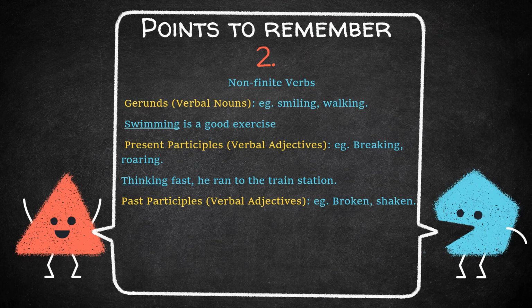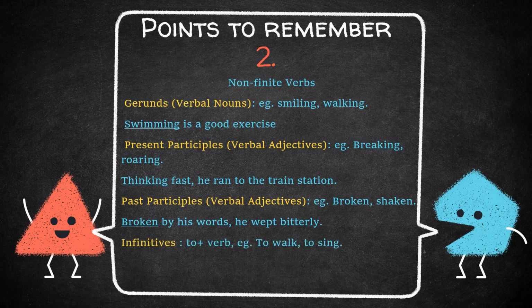The example: broken by his words, he wept bitterly. Now, if we look at the finite verb, then the finite verb here is wept, and the non-finite verb here is the past participle broken. Let us look at the last non-finite verb, which is the infinitive. Now, an infinitive is formed when to is added to any verb, that is, to walk, to sing, etc.